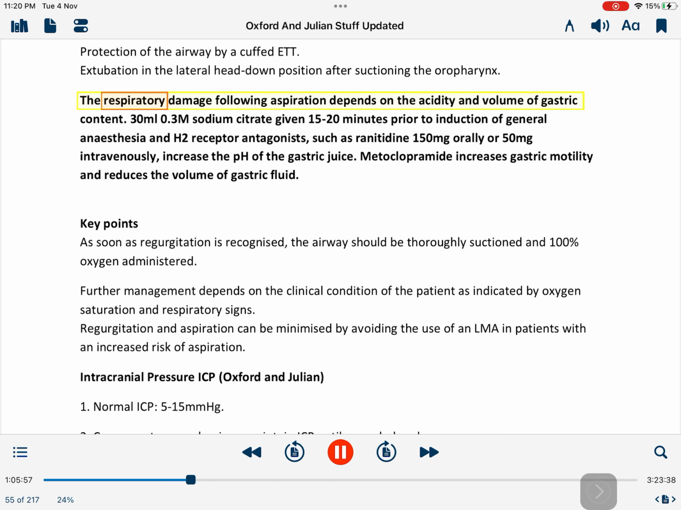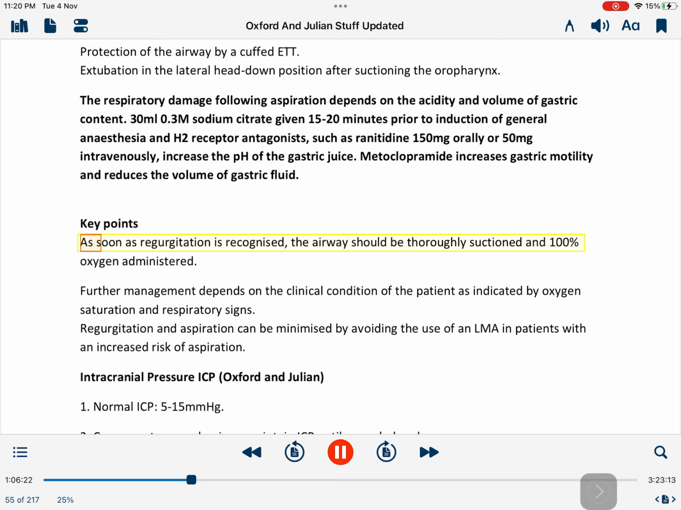The respiratory damage following aspiration depends on the acidity and volume of gastric content. 30 ml of 0.3 M sodium citrate given 15 to 20 minutes prior to induction of general anesthesia, and H2 receptor antagonists such as ranitidine 150 mg orally or 50 mg intravenously, increase the pH of the gastric juice. Metoclopramide increases gastric motility and reduces the volume of gastric fluid.